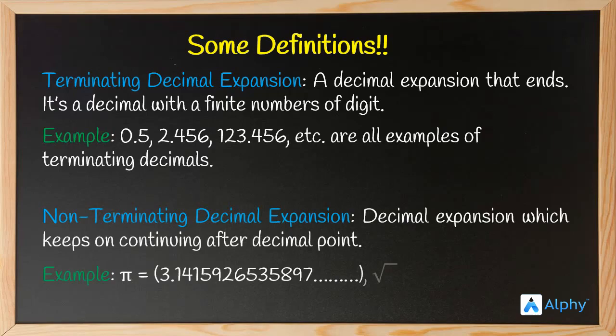Pi is equal to 3.14159 and so on. You can see that the decimal expansion of pi keeps on going on, and root 2 also is equal to 1.414 and so on. So basically usually irrational numbers have non-terminating decimal expansions. Here you can see that these two decimal expansions don't seem to end. They keep on continuing after the decimal point. Moving on.